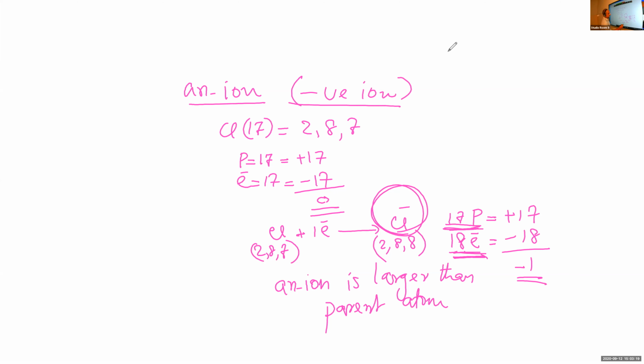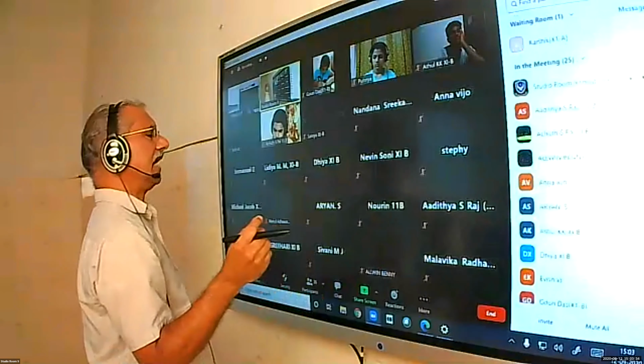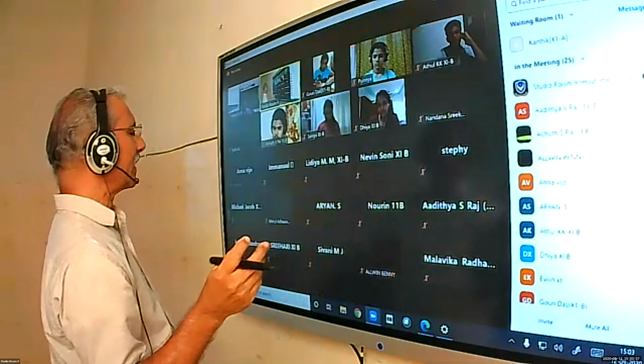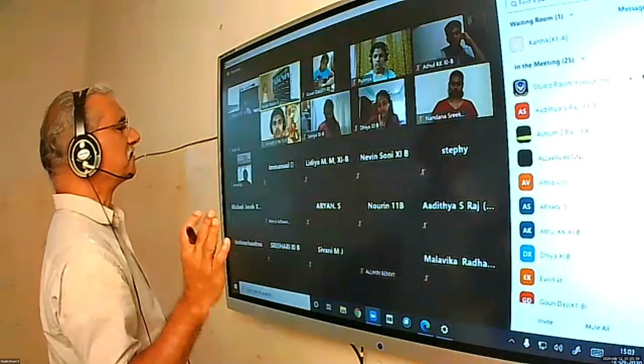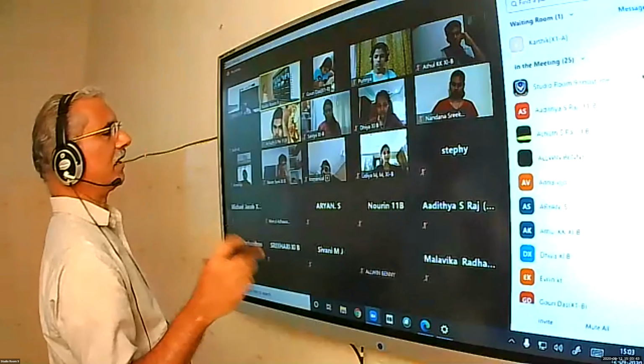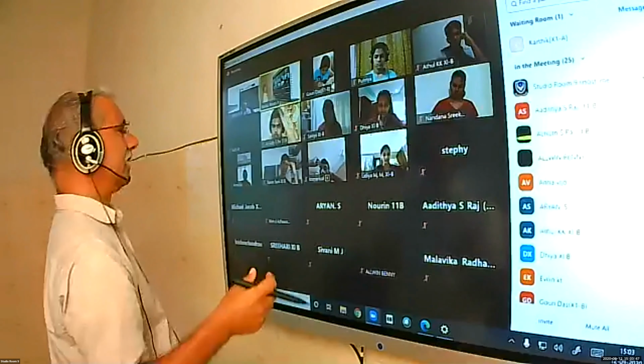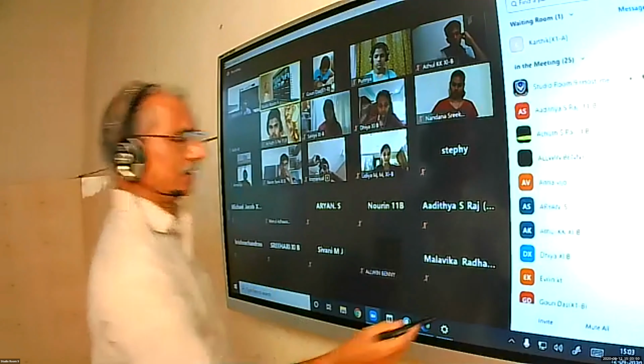So in this case, we can say the chloride ion is larger than the chlorine atom. So in general, we can say that the cation is smaller than the corresponding parent atom, while the anion is larger than the corresponding parent atom. The rest we can see in the coming classes.